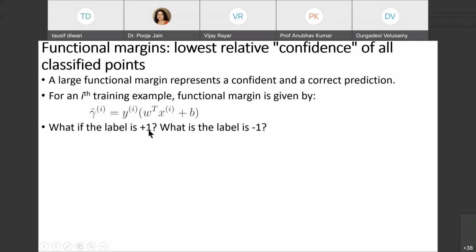When the label is +1, the expression W transpose x plus b should be positive. What is this W transpose x plus b? This is our z in the previous slide. When z is greater than 0, it is predicted as 1. When z is less than 0, meaning it is negative, it is predicted as -1.